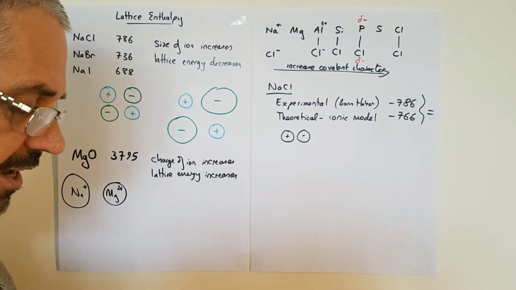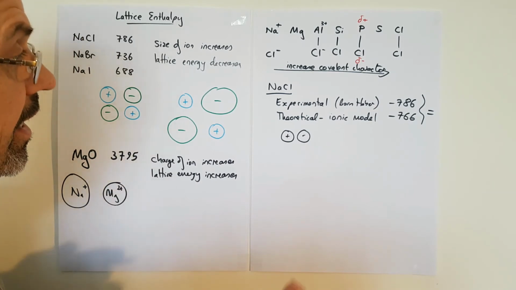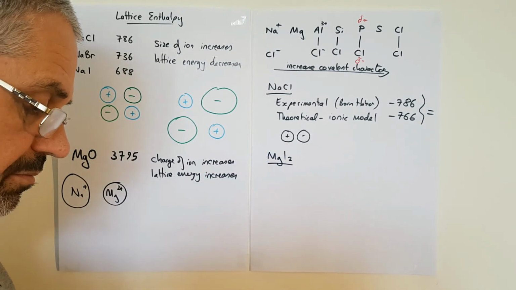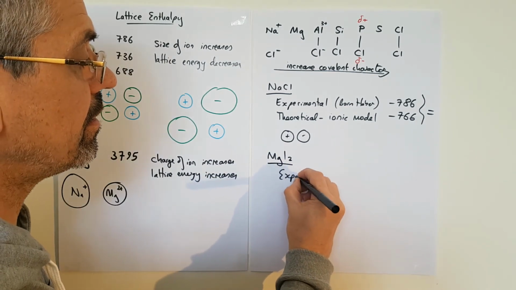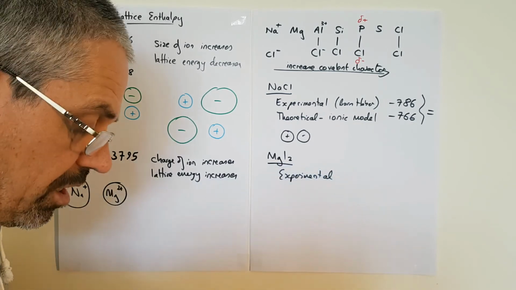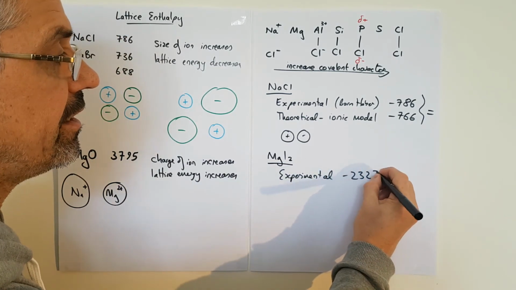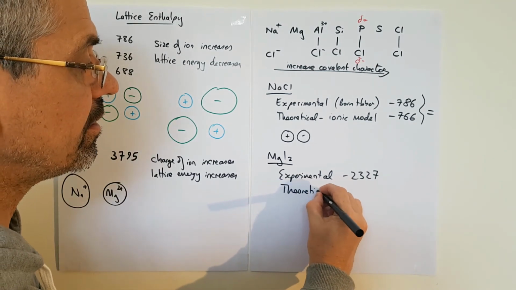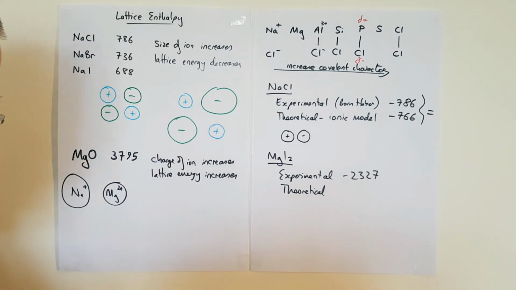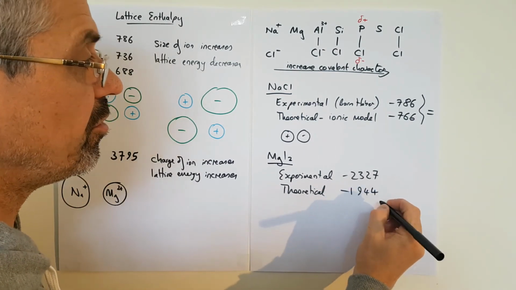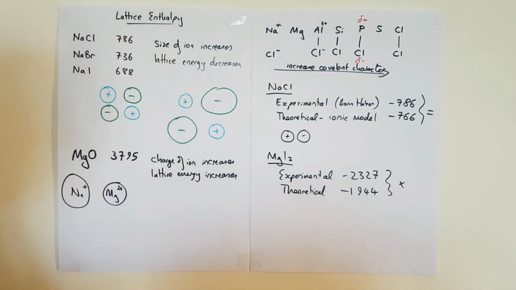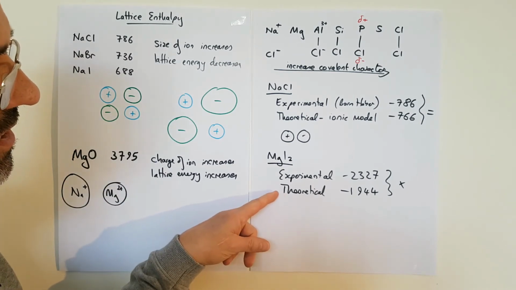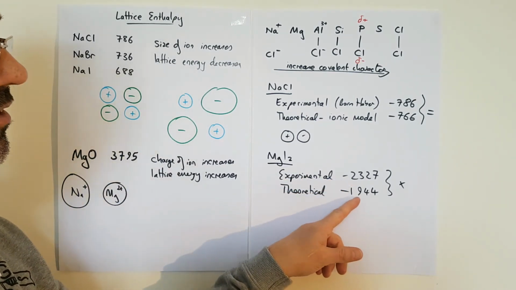But if I now compare that with MgI2 here, just using the values in the book, again, the experimental value using the Born-Haber cycle gives us a value of 2327. But if we get the physicists to come up with a theoretical model, it's minus 1944. Now, they do not agree at all. They differ by nearly 20%. And notice that the experimental model is much higher than the theoretical model.